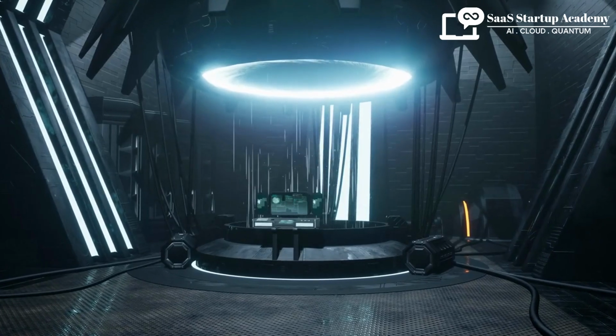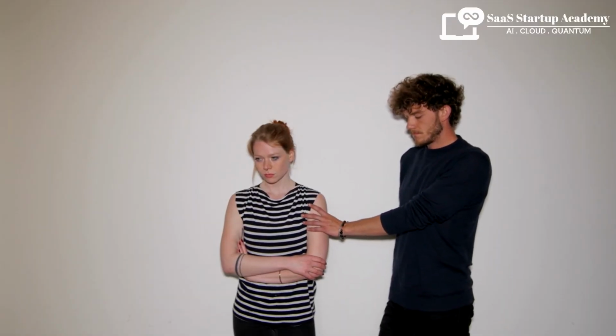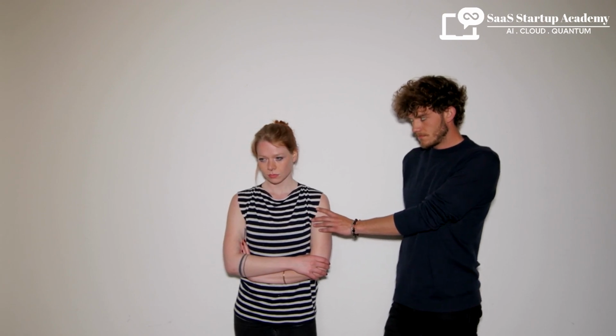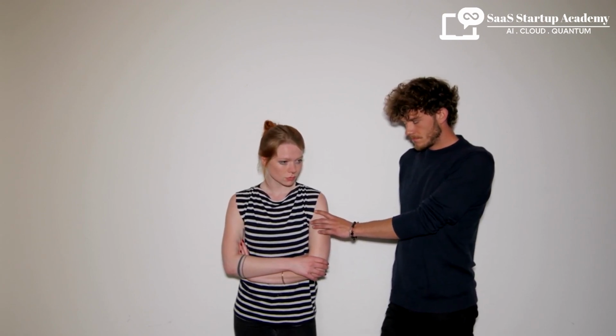Linear regression. Linear regression is a simple yet powerful algorithm used for regression tasks. The goal of linear regression is to model the relationship between a dependent variable, the target, and one or more independent variables, the features, by fitting a linear equation to the observed data.